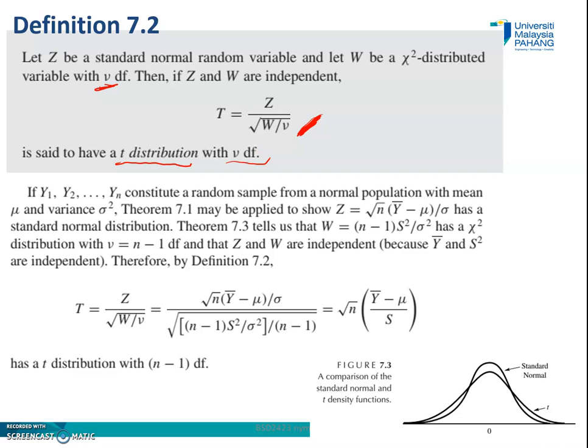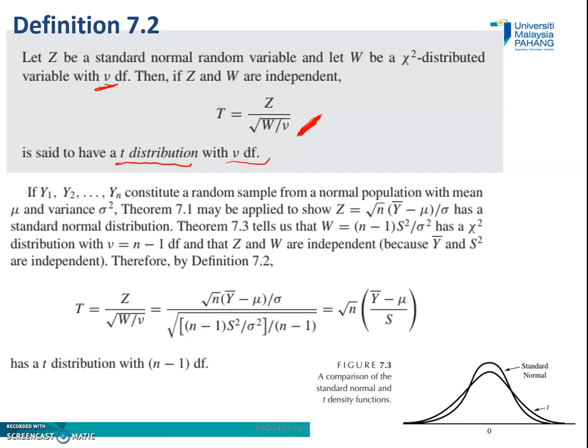Actually, it's a continuation from the previous video. You can see that when you have sigma squared known, or sigma known, then you will use z, the normal distribution. And when you are talking about one population variance, which is unknown, you will use the chi-square distribution. But here, when you have a function which considers one standard normal random variable and the other a chi-square distributed variable, it becomes another distribution, which is called the t distribution.